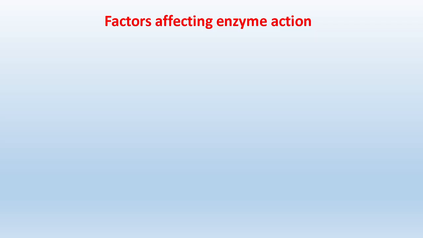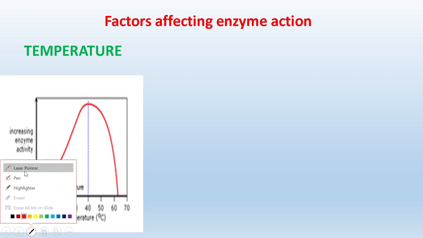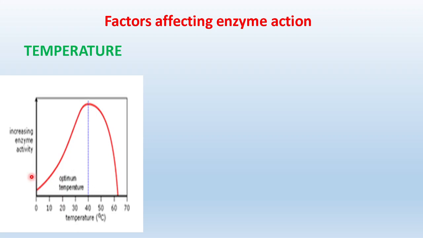Now, what are the different factors that affect enzyme action? Temperature is one major factor which affects how an enzyme will work. All enzymes need an optimum temperature to show maximum efficiency. If we plot a graph showing the enzyme activity, here this is the substrate, and this is the enzyme which is working. The enzyme gets attached to the substrate, and then it starts working. Its activity is maximum. That means the reaction is possible only when it reaches this optimum temperature.